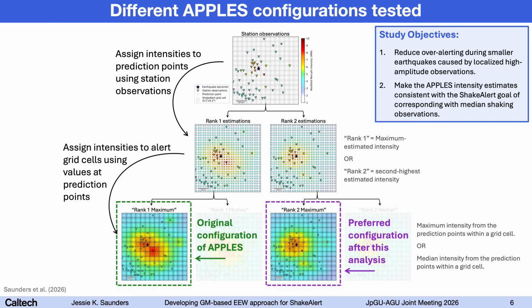Our original APPLES configuration took the rank 1 maximum approach, and to jump ahead to the results, we found that after this testing, our new preferred configuration is the rank 2 maximum approach. So please keep that in mind when I show you the results of our testing in the rest of the talk.